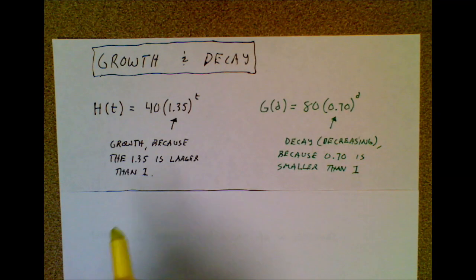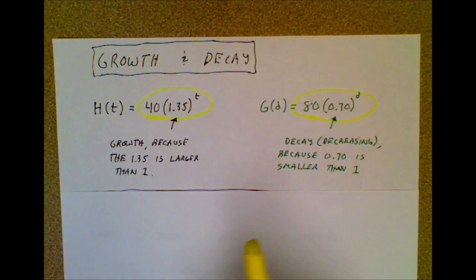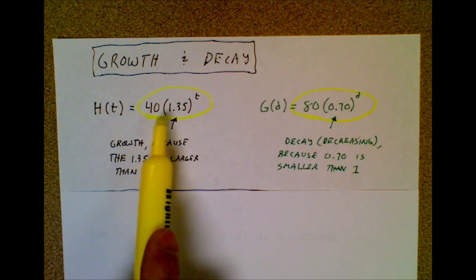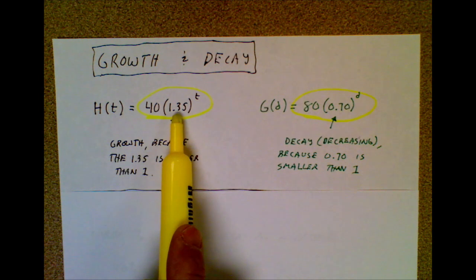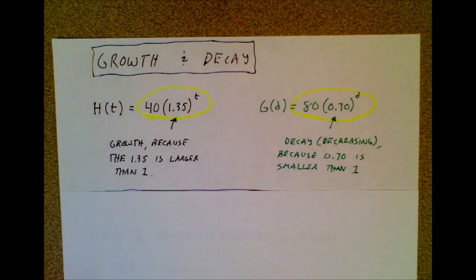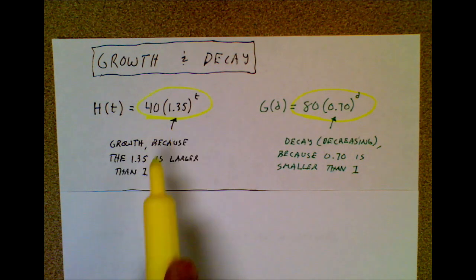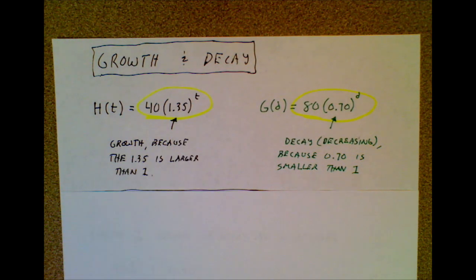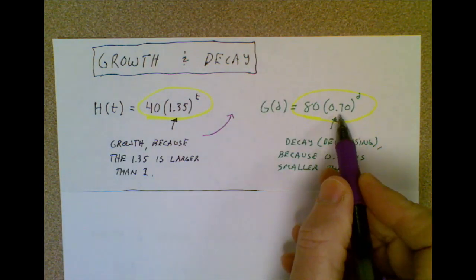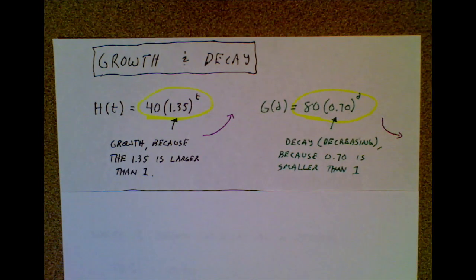You've already been introduced to exponential functions, and when we did that, we talked about how in this case the 40 would represent the y-intercept or the original amount, and the number that is in the parentheses with the exponent is the growth or decay factor. So remember that anytime your number in here, your growth factor, is larger than 1, you have exponential growth, so you're going to follow a path like that. And anytime that number is less than 1, you have exponential decay or decreasing.